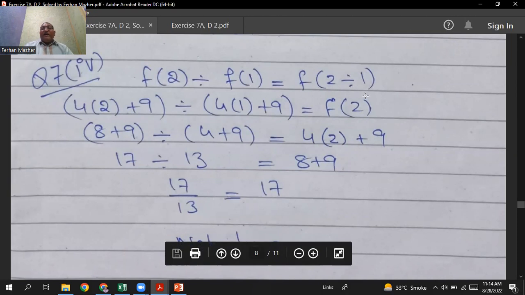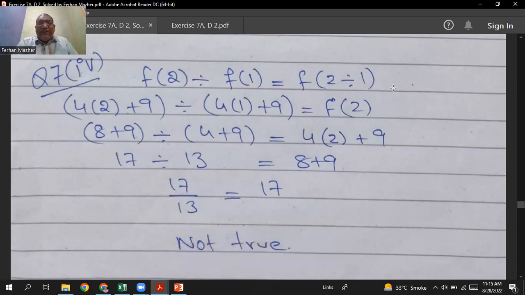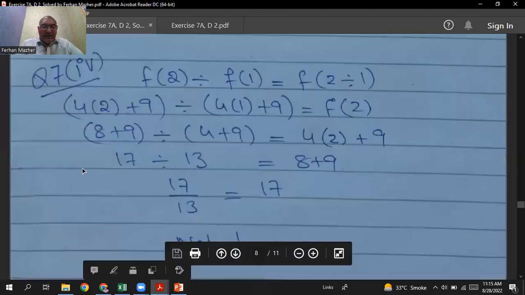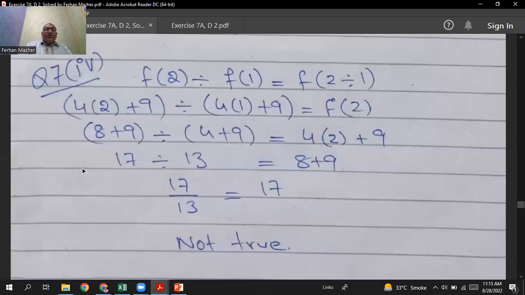On the right side, you have f of 2 divided by 1. 2 divided by 1 means 2. So I will find out the value of f of 2, and it will be 4 into 2 plus 9, and that will be 8 plus 9, that's 17. So you can see the value of the left side and the right side are not equal to each other. So it means that this statement is not true.